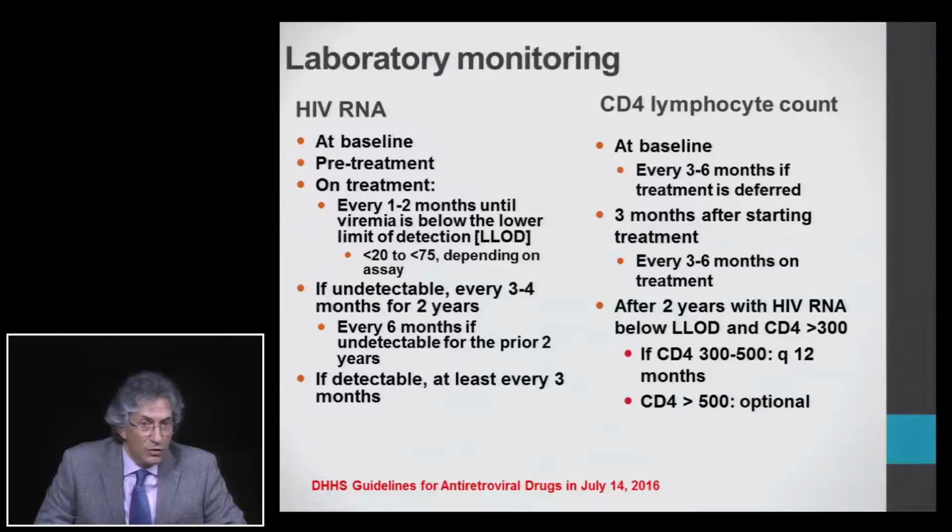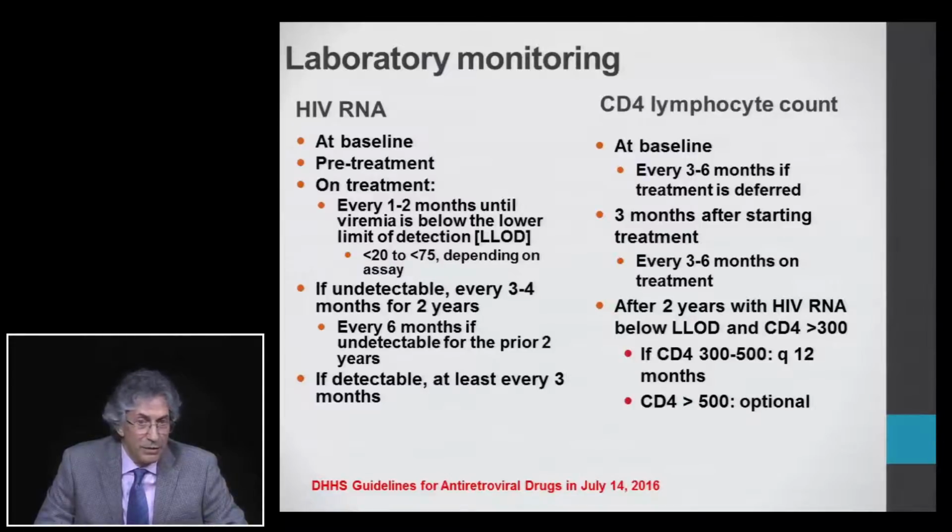The guidelines say you don't have to keep doing frequent CD4 counts when someone is well controlled. So if they have 2 years of a viral load below the lower limit of detection and their CD4 count is high and stable, you can reduce the frequency of CD4 counts and save some money. So if the CD4 count is 300 to 500, they recommend the CD4 count once a year. And if the CD4 count has gone above 500 with 2 years of viral suppression, they say you never have to measure the CD4 count again unless there's some clinical change or a gap in treatment.